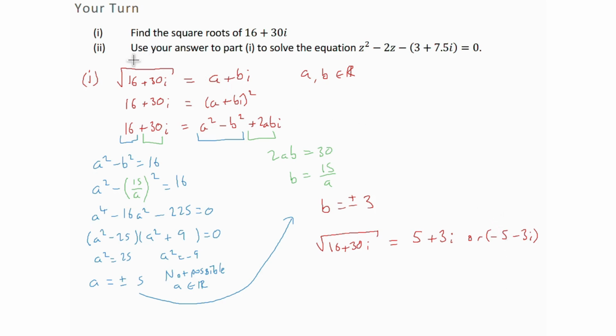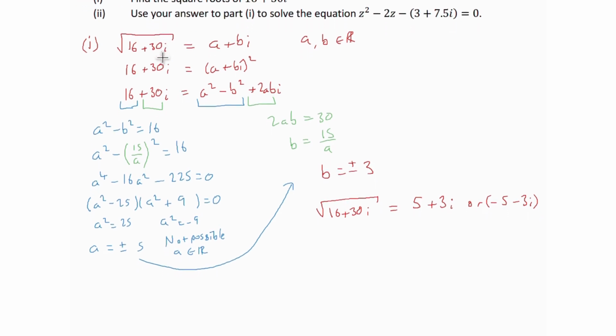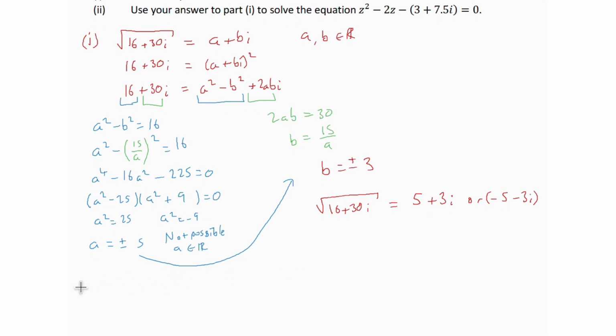Moving on to part 2, use your equation to solve the following equation. In part 2, we have a quadratic equation, z squared minus 2z minus 3 plus 7.5i. It's a quadratic equation where one of our terms is complex and our solutions are also going to be complex here, but we don't know that just yet. How do we solve a quadratic equation? Well, we clearly can't factorize this, so let's use the quadratic formula.